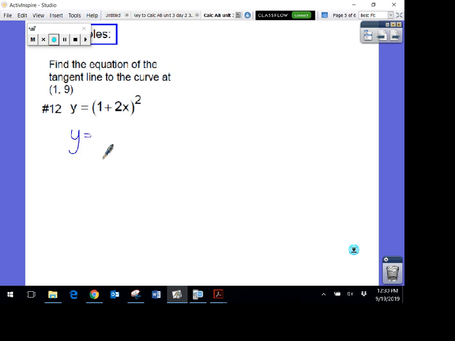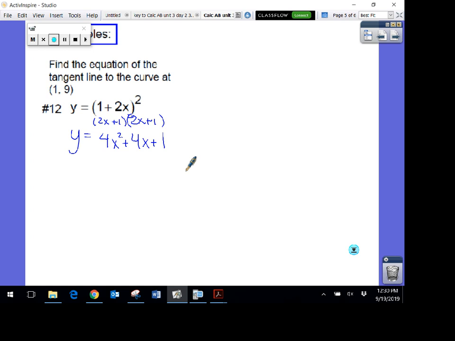Parentheses. I like mine to be in order, so I'm going to reorder it as 2x plus 1. That's what that means. 2x plus 1 times 2x plus 1. So it's 4x squared plus 4x plus 1. 1 plus 4x squared is no different. It's the exact same. The order does not matter. Now it's easy to take the derivative of.